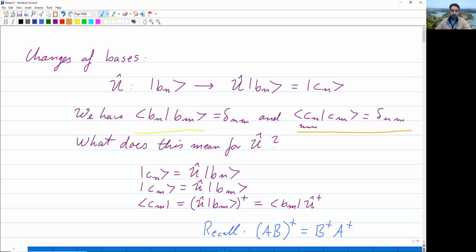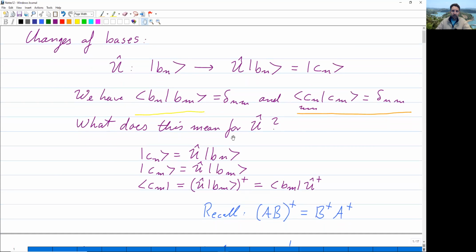We want that the image under the action of U consists of orthonormal vectors as well. What does this mean for the linear map U? Well, let's just calculate that. Let's just calculate the inner product of the Cn and the Cm. For that purpose, we write down the ingredients here.